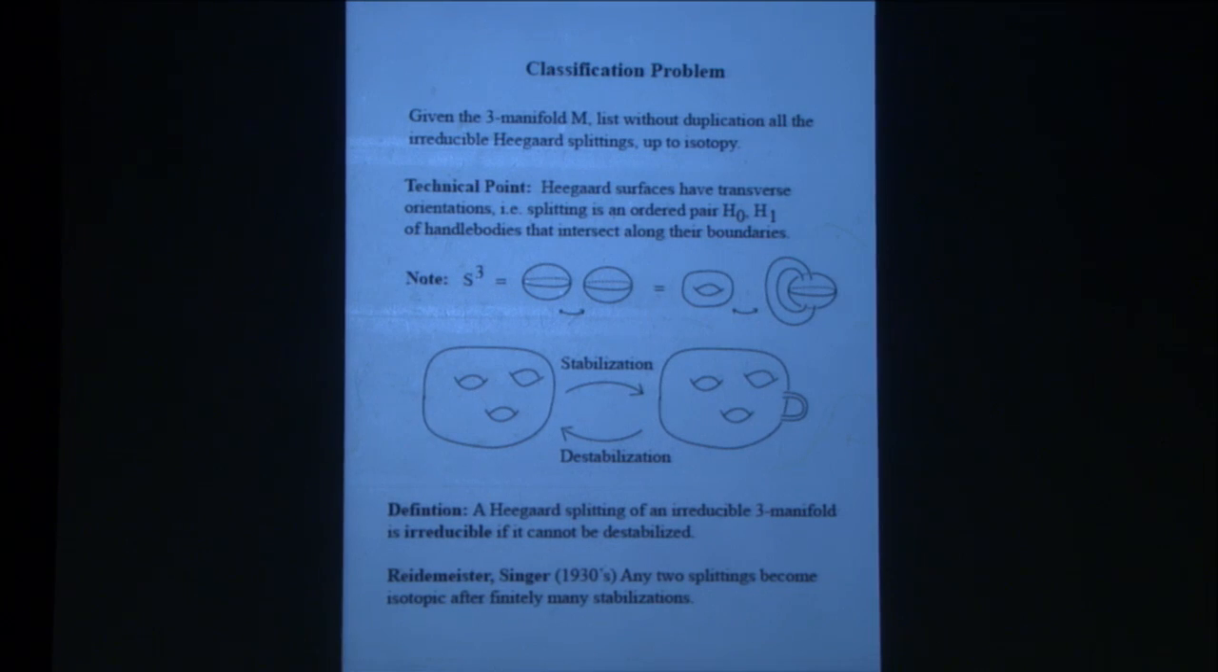And that's sort of an analog of a fact known earlier, at least in dimension 3, that any two triangulations can become isotopic after suitable subdivision. So the question here is to find the irreducible splittings up to isotopy.